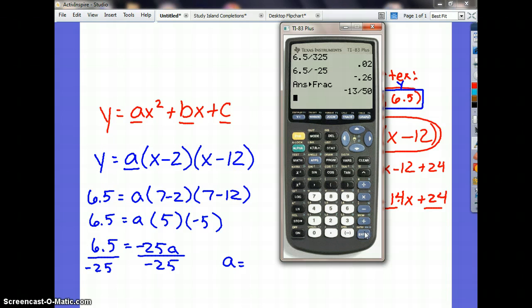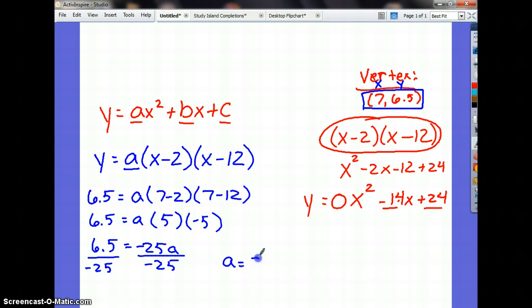We could use either in this case. I think it is easier for the time being, because we're going to substitute this back into a program, to use this negative 0.26. So that's what I'm going to write down. I'm going to have this as a negative 0.26. And that is the leading coefficient of my parabola.